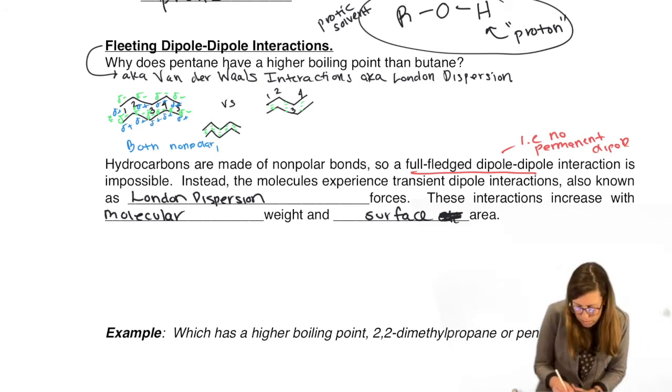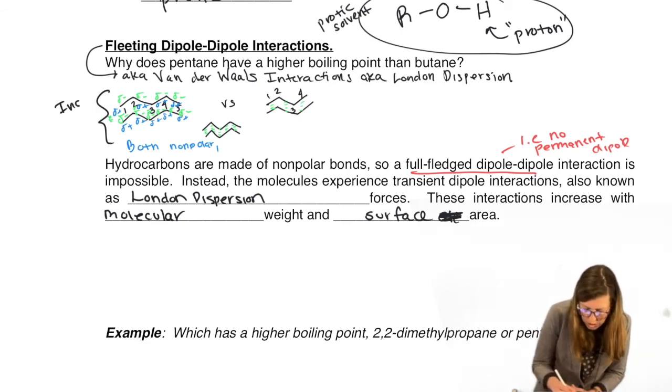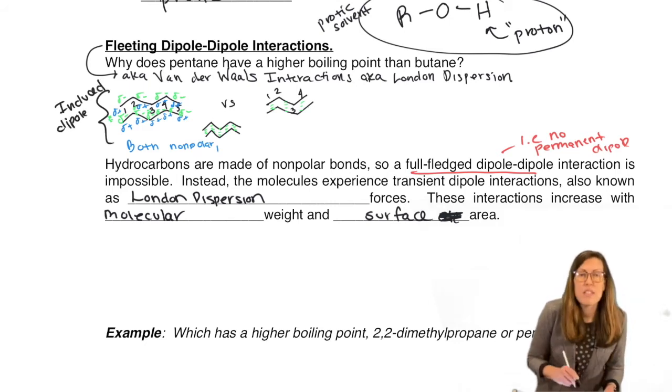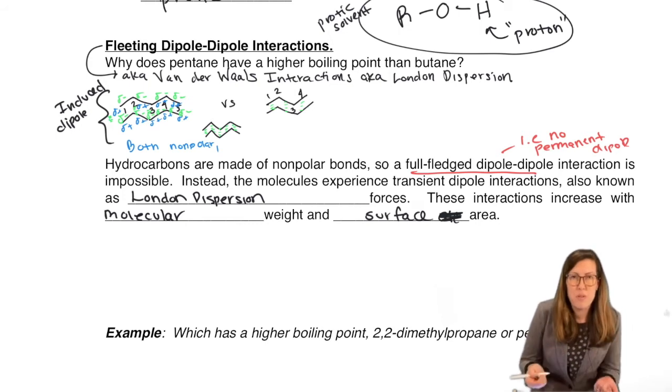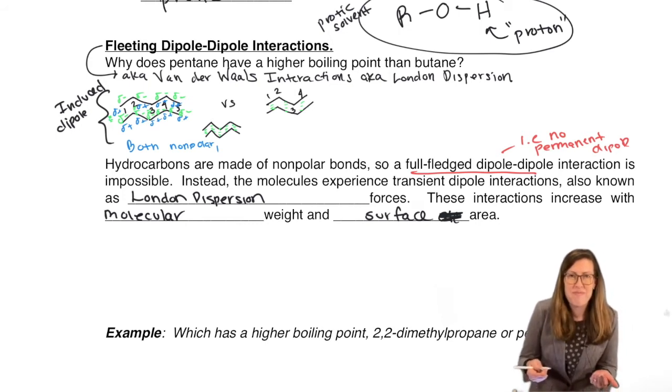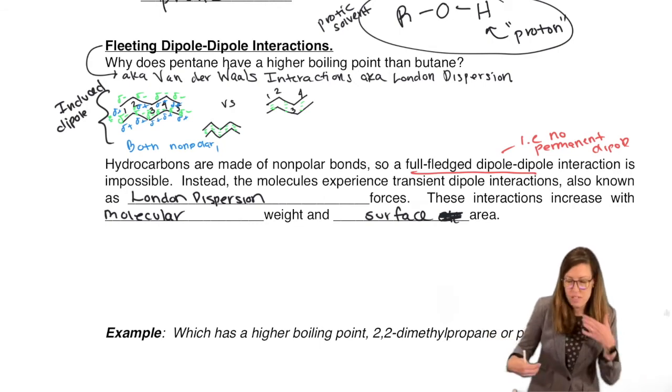So I'm going to describe this here as an induced dipole. The presence of its neighbor induced the dipole in both of them. If the neighbor hadn't come close to it, there'd be no dipole because there's no temporary dipole.